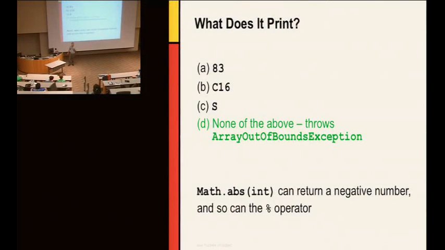And as for the reason, well, it's a little bit complicated, but for starters, let me tell you that the absolute value operation is not guaranteed to return a non-negative number. There are circumstances under which it can return a negative number. And also, the mod operator is not a true mod operator. It too can return negative numbers. It's actually a remainder operator. Let's take another look at the program.